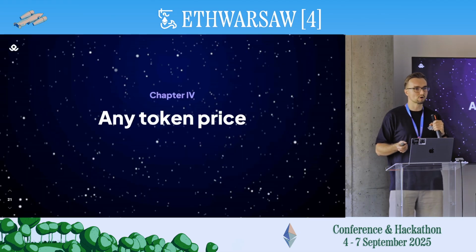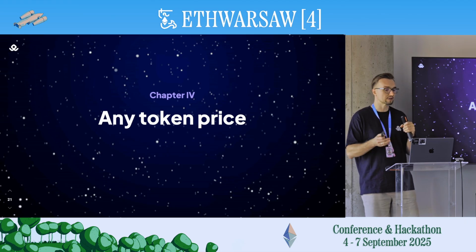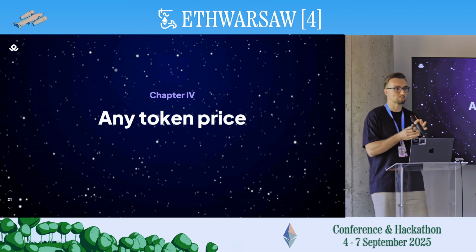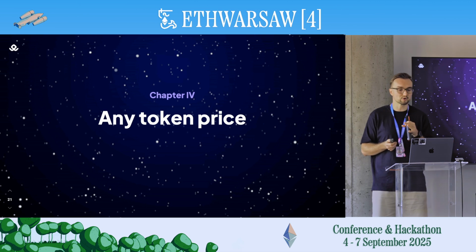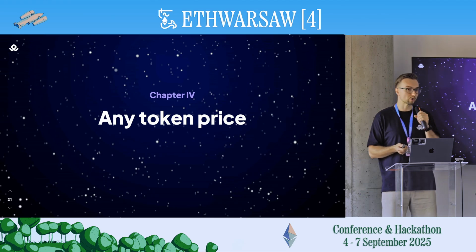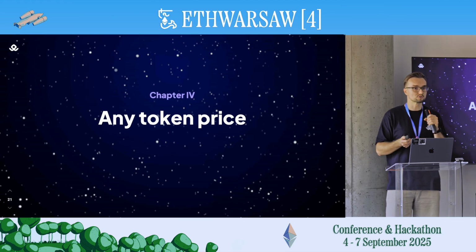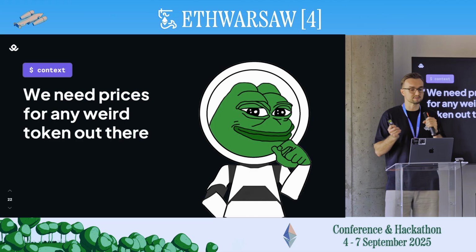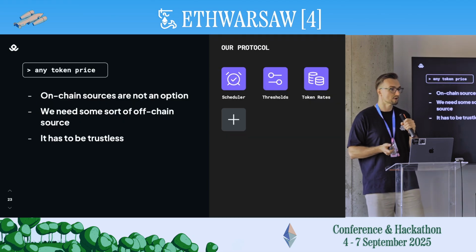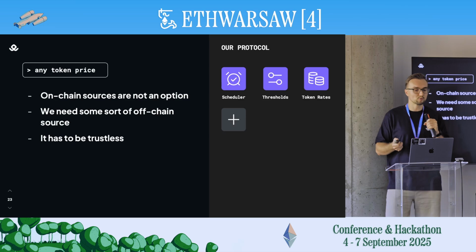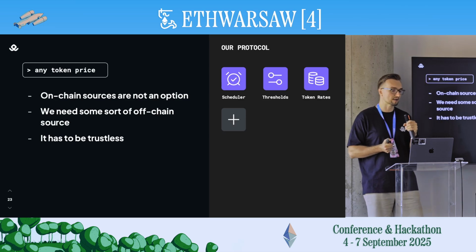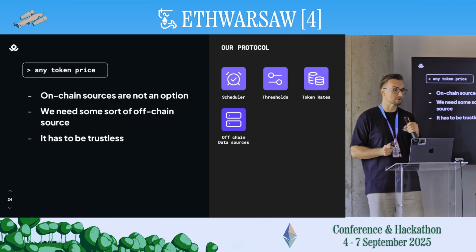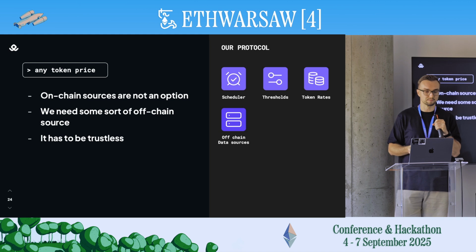If you want to go a little bit deeper into this, you might want to have any token prices. For a lot of tokens, especially if you want to trade meme coin to meme coin, or go into some exotic tokens, you're not going to have those token prices on chain. Not all oracles provide those. So for any weird token prices, you need to have off-chain sources, because on-chain sources are not always an option. You need some off-chain data for that, and it has to be trustless. That's important. So we've added off-chain data sources into the protocol that you can use for your automation.